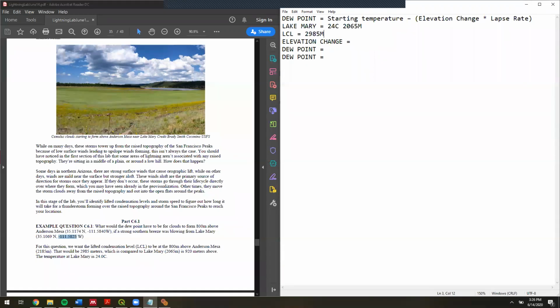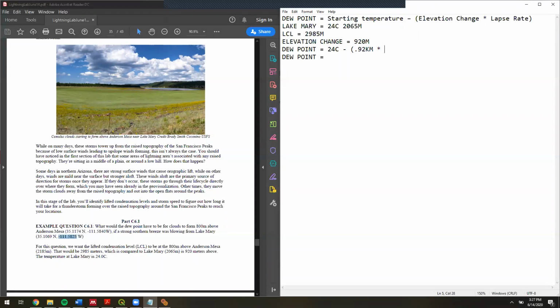In order to calculate the dew point, we're going to use this equation. We have our starting temperature, and we need to figure out the elevation change. The elevation change between Lake Mary and the lifted condensation level is 920 meters. So to calculate the dew point, we need our starting temperature, which is 24, minus our elevation change, but we're going to convert that to kilometers because our lapse rate is going to be using degrees Celsius per kilometer.